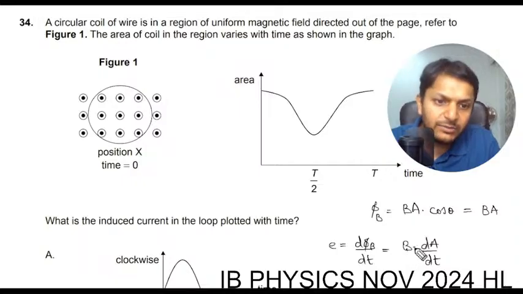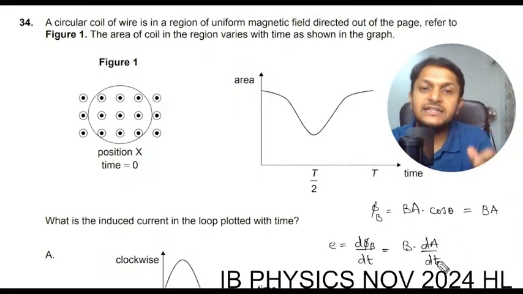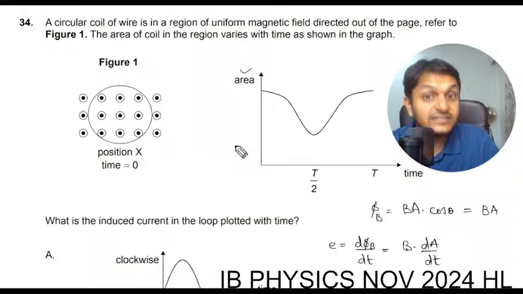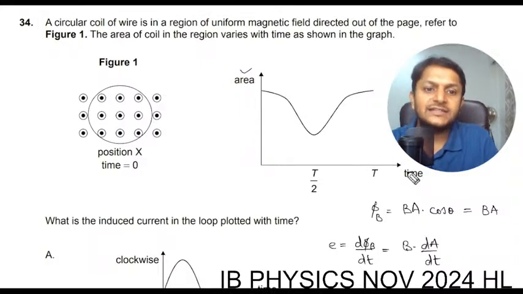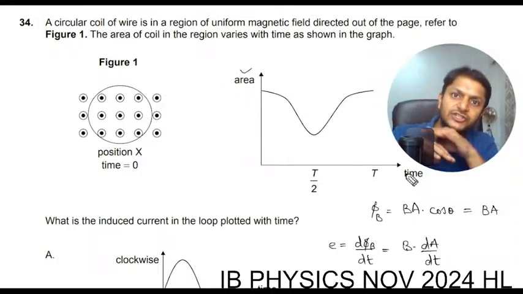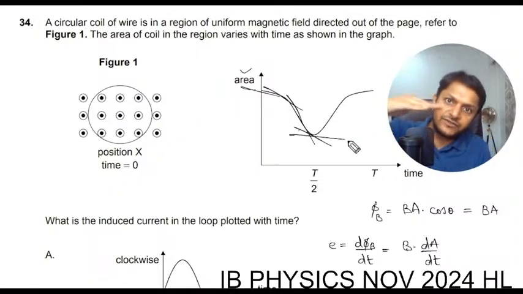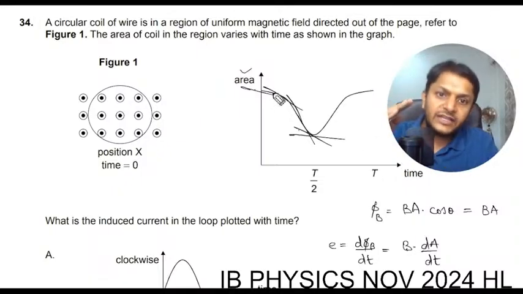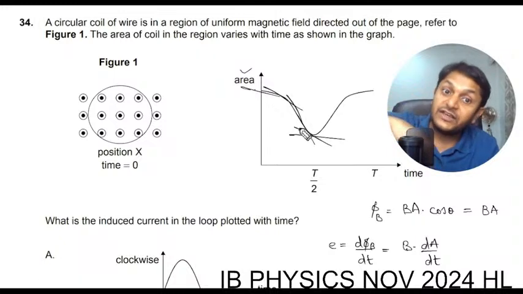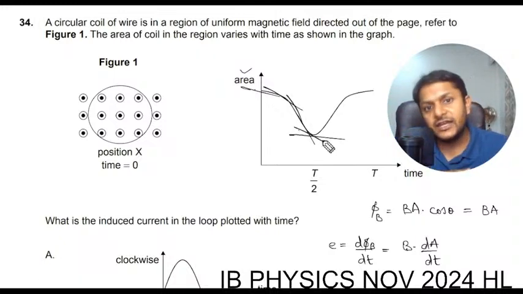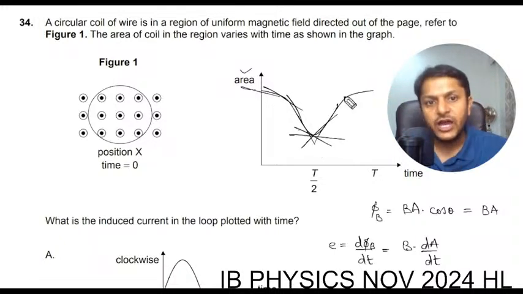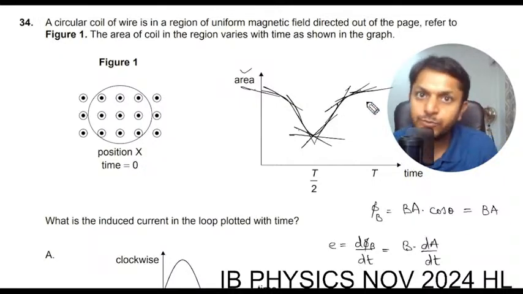So EMF will be given by dA by dt. Now dA by dt is the slope of this graph. A is on the y-axis, t is on the x-axis, so you have to find the slope. Clearly the slope is negative, negative, negative, and immediately it becomes 0. The negative slope is becoming more negative, then it becomes 0, and then immediately it becomes positive and reaches a maximum, and then it starts reducing again, but it is always positive.